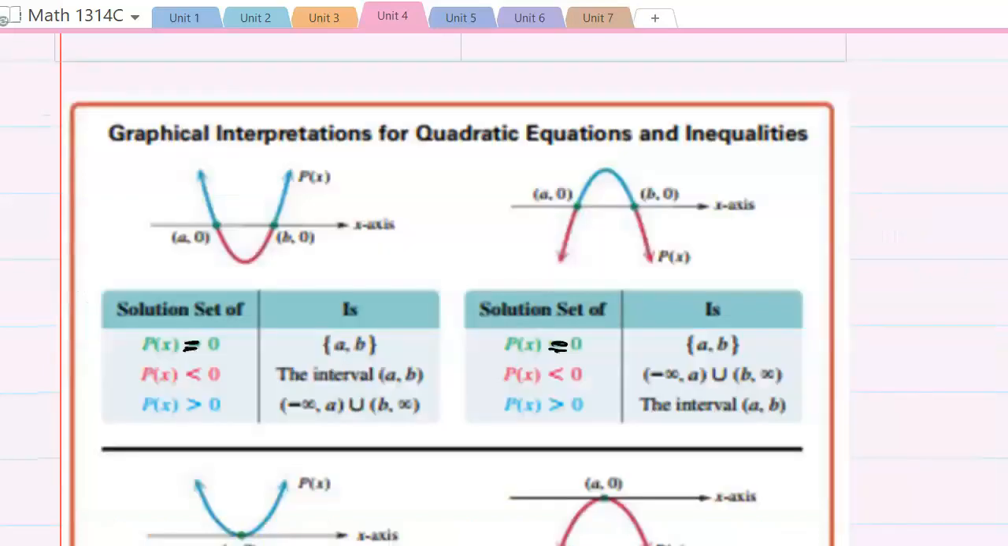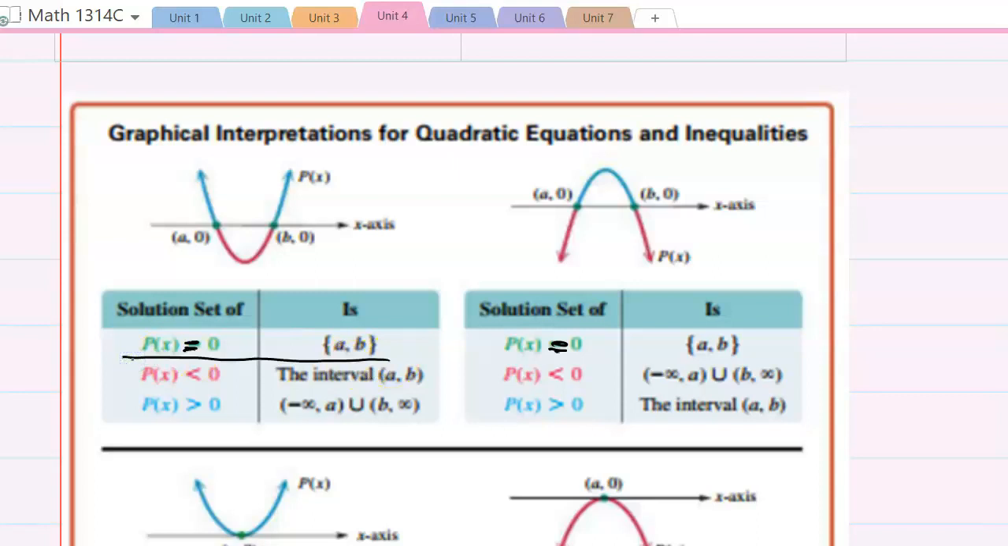Let's take a look at the following chart regarding quadratic equations and inequalities. The first row is showing quadratic functions or graphs that have two x-intercepts that break up the x-axis into three parts. If you have a quadratic equation, your solution set will be in curly brackets and will contain the x values of a and b in this case.